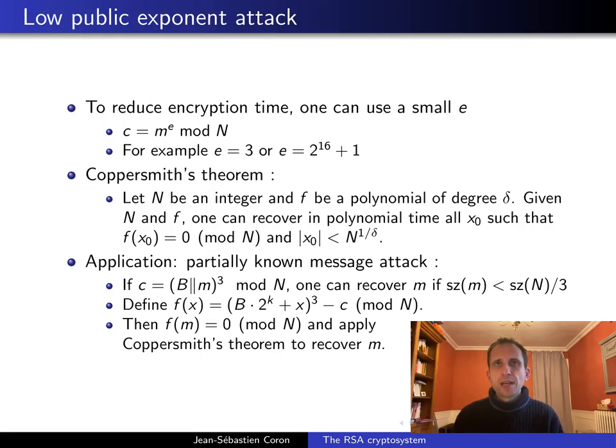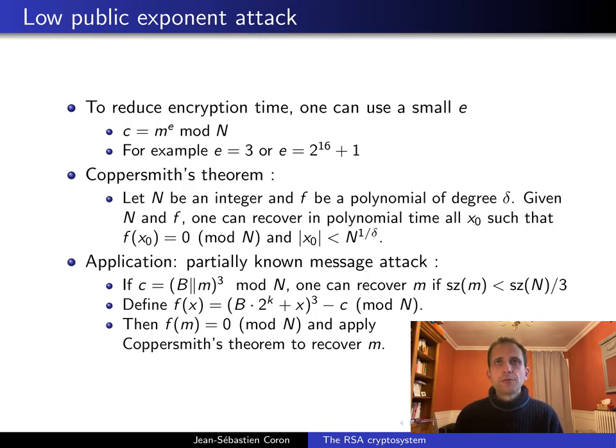So let me now describe the low public exponent attack, because here, as previously, to reduce the encryption time, we would like to use a small public exponent e, because to encrypt, we compute c equals m to the e modulo n. So for example, we can use e equals 3 or e equals 2 to the 16 plus 1, which is a prime with a small Hamming weight. But actually, we should be a bit careful.